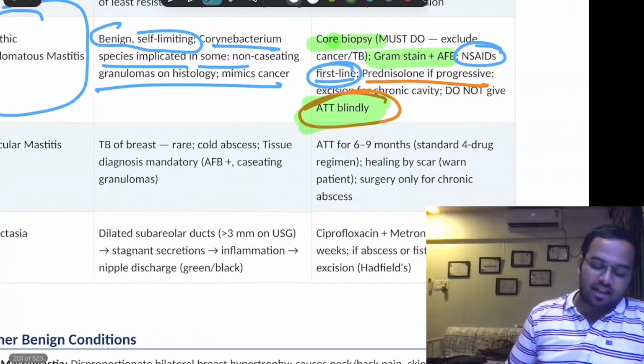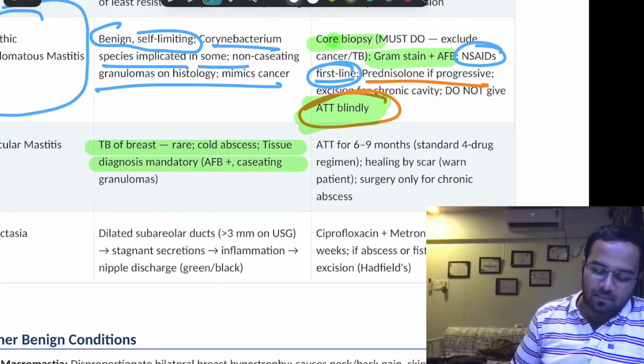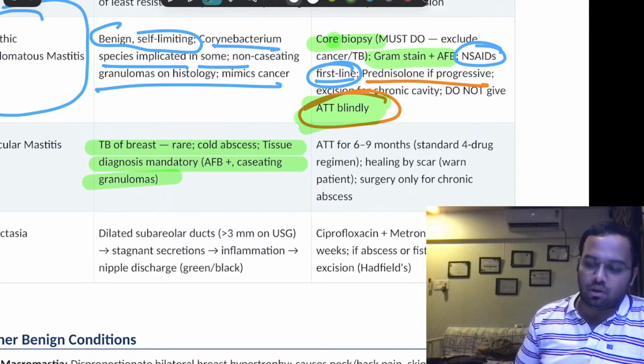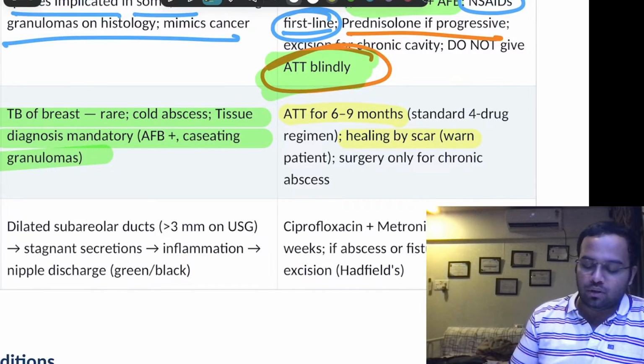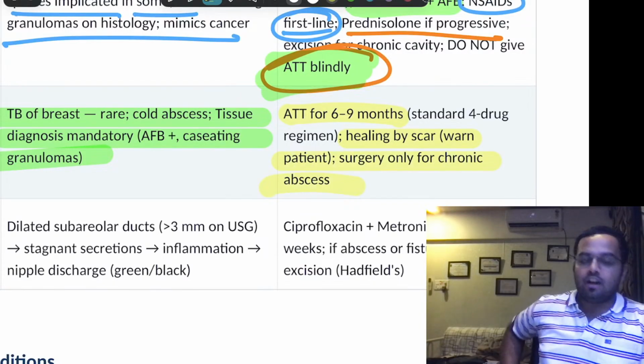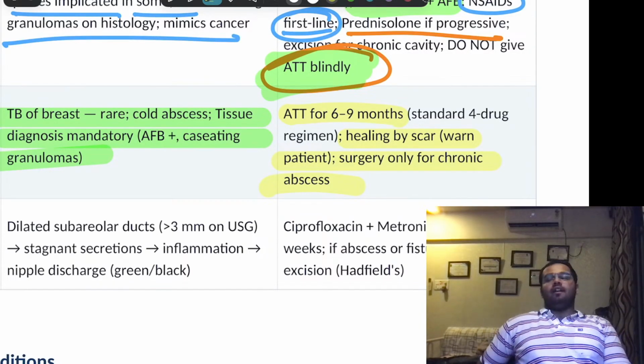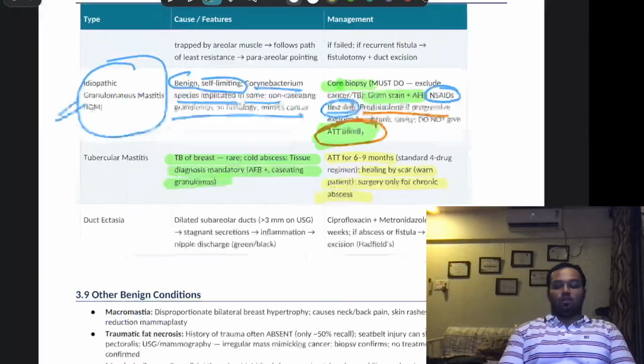So tubercular mastitis. So TB of the breast is rare. Cold abscess might be there. So AFB is necessary to rule out the caseating granulomas. Give ATT for 6 months and then 6 to 9 months, and then the scar can be healed, or it might go on to a chronic abscess. So always ATT is the treatment of choice when it comes to tubercular breast abscess.